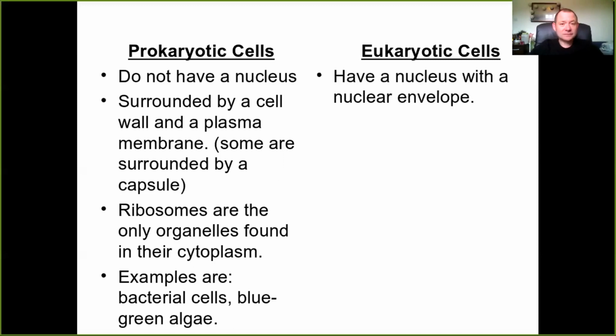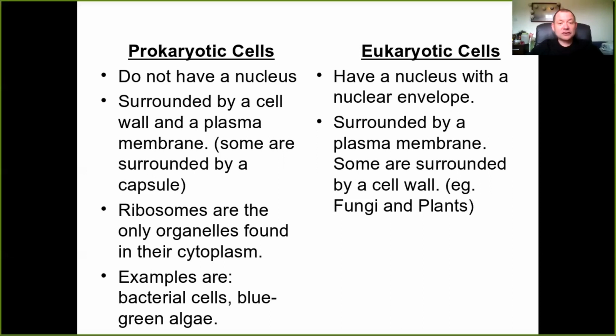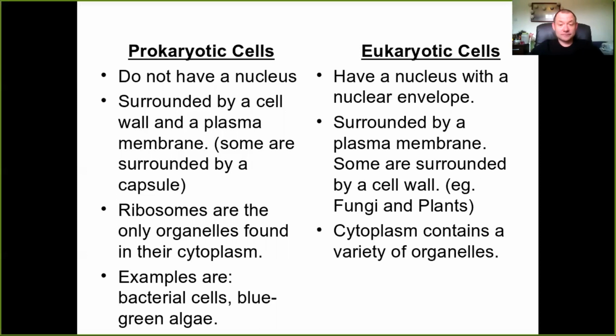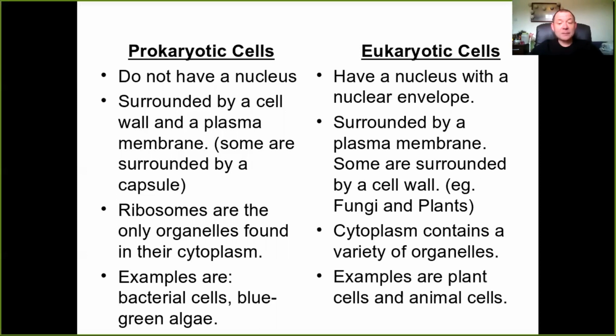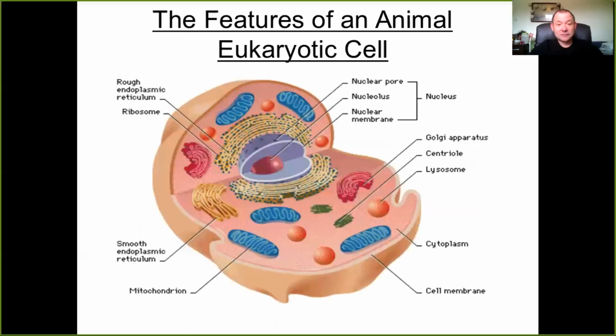Eukaryotic cells have a nucleus with a nuclear envelope. They are surrounded by a plasma membrane. Some are surrounded by a cell wall, for example, the plants and the fungi. Others are not, the animals. Cytoplasm contains a variety of organelles. Examples are plant cells and animal cells.